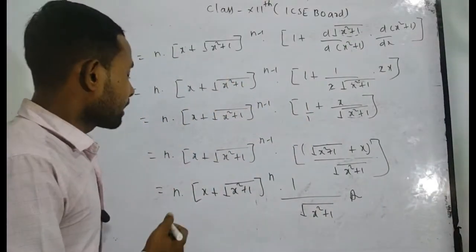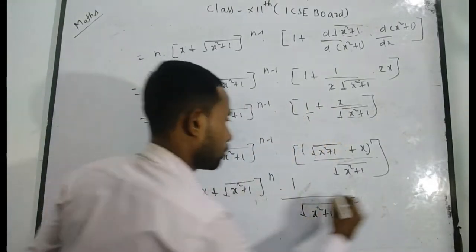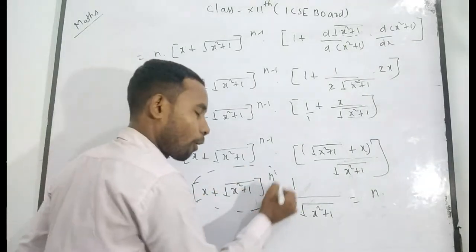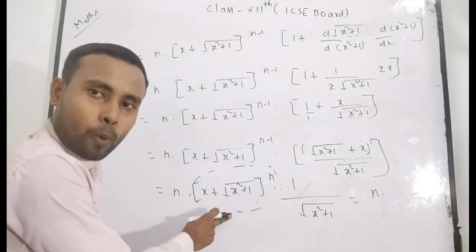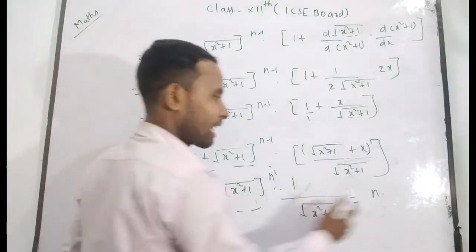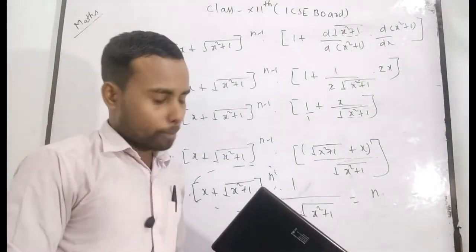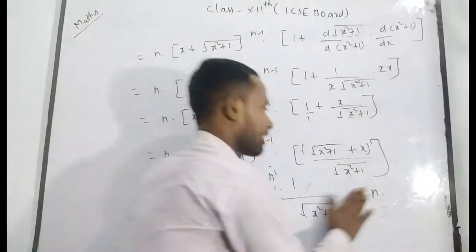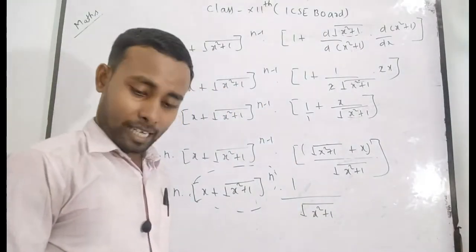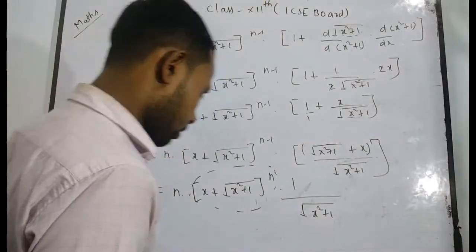Sometimes in your books, it may be written as n times y. This is y. Why? Because the problem is the same. If in this problem it is given that y is equal to this term, then you can write n times y by √(x² + 1). In the next problem, I will solve a problem of the same pattern, but don't write it. This is your actual answer of this problem. I think you understand very well. This is a good problem for you.